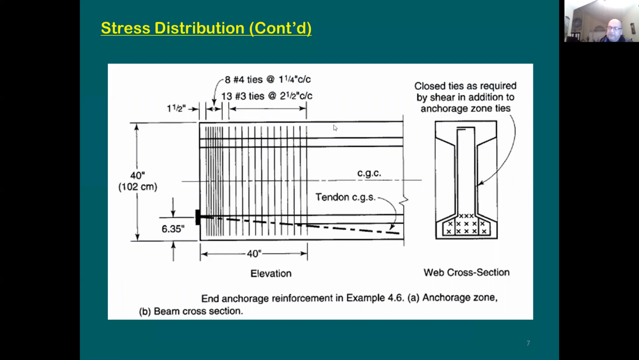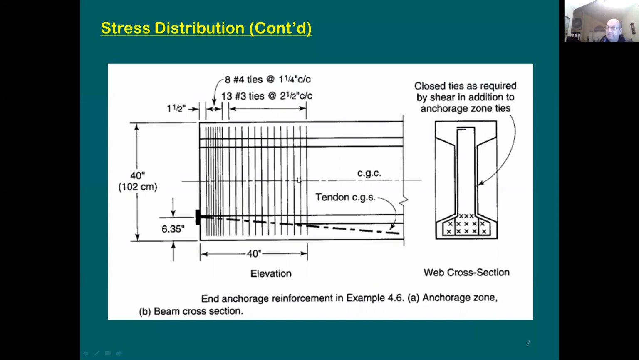So here's the end block. Here's the center line, which is the CG location. At the beginning here, you're gonna leave a clear cover, maybe 1.5 inch. After this, you have 8 number 4 ties, and look at the spacing, 1/4 inch center to center. It's gonna be very closely spaced. After that, for the rest of the depth, the distance which is equal to the depth of the beam, you're gonna put here 13 number 3 ties. What it means here is that you're gonna have number 3 ties at 2.5 inch center to center.